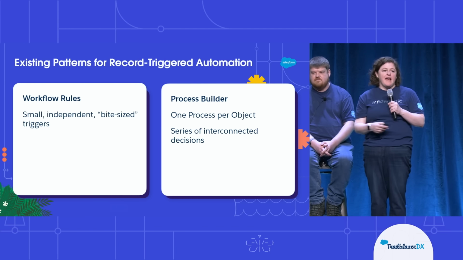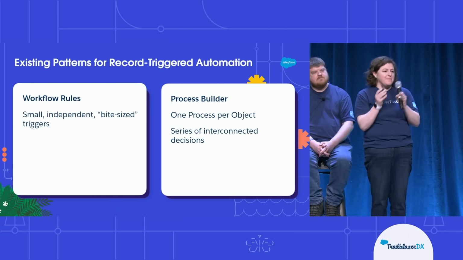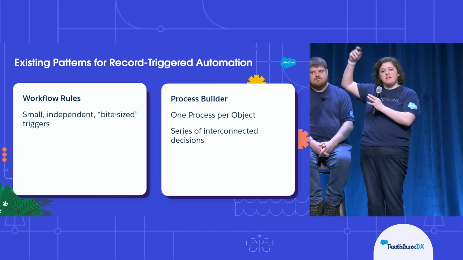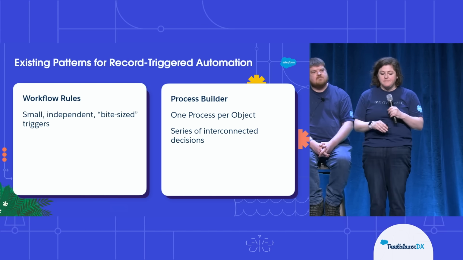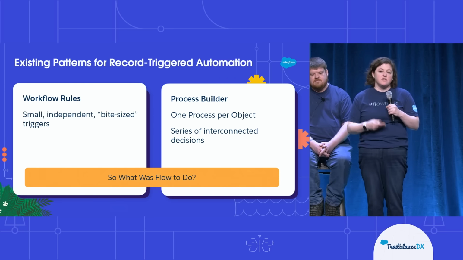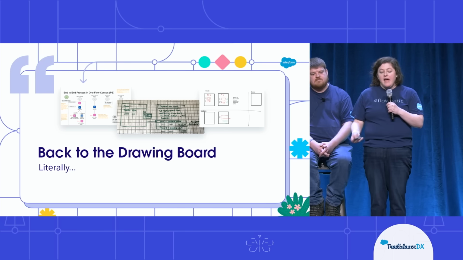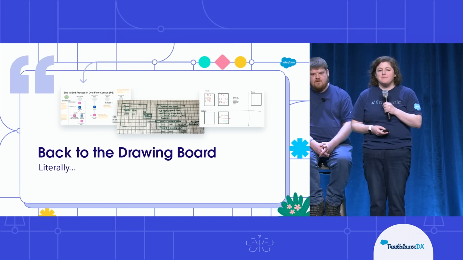So when we started building it out in Flow, we had kind of 2 examples previously. We had workflow rules, which was very small, bite-sized, I would call it atomic pieces of automation. And then on Process Builder, it was sort of the extreme opposite, where all of your automation was in one giant process builder with branching decisions. So we had a question to answer, which is, how is Flow going to approach this problem going forward? And we went back to the very literal drawing board. These are real-world brainstorms that we were doing over in person and over Zoom.